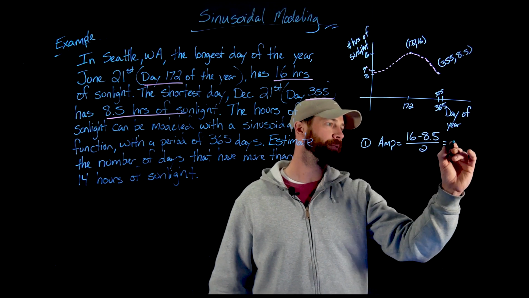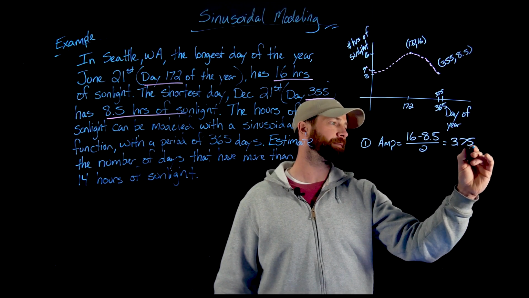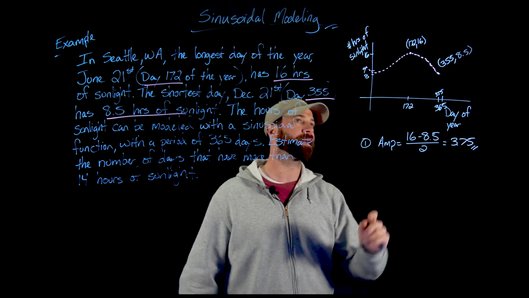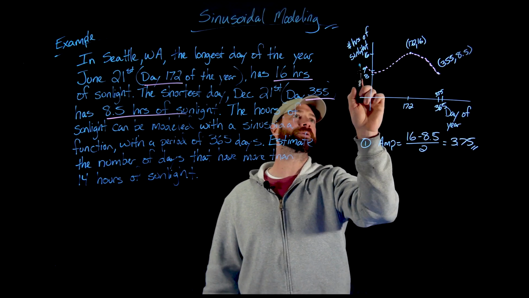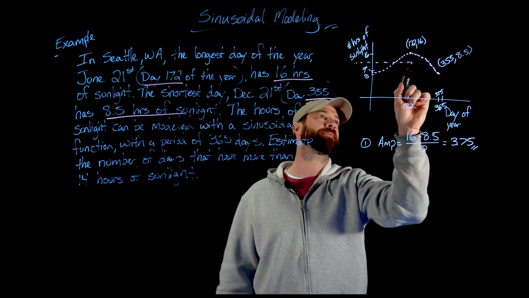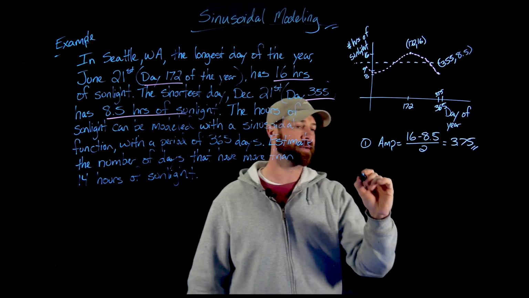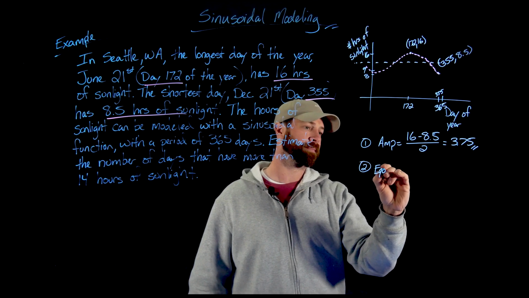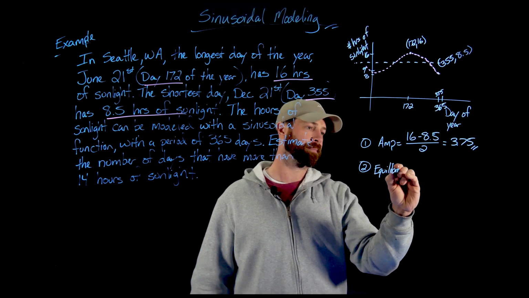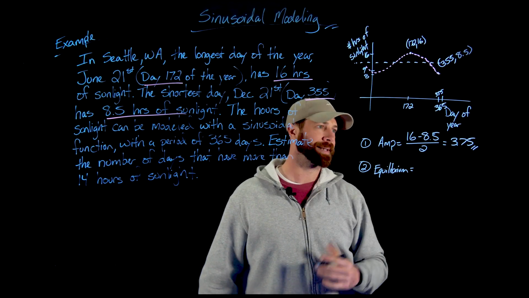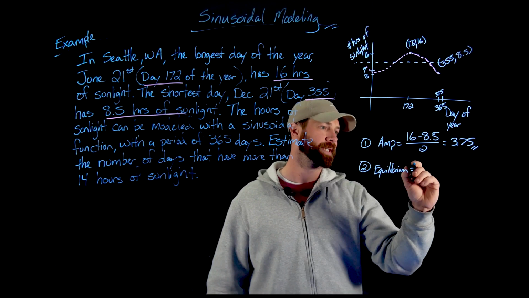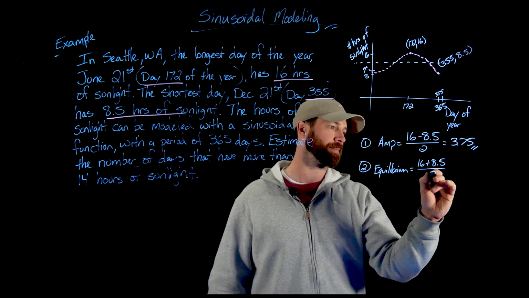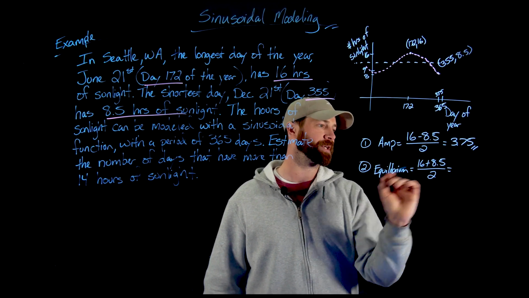And I got 3.75 from that work right there. Again, that's going to help me with my A value. Now I can find this equilibrium point. There's an equilibrium somewhere halfway in between these two values. And that's really easy. It's almost exactly the same work I just did, except it's 16 plus 8.5 divided by 2, which would be the average of those two.